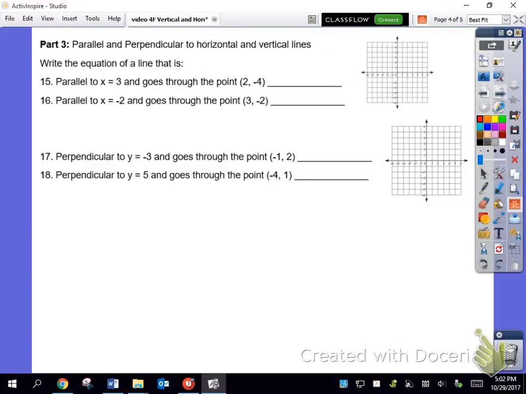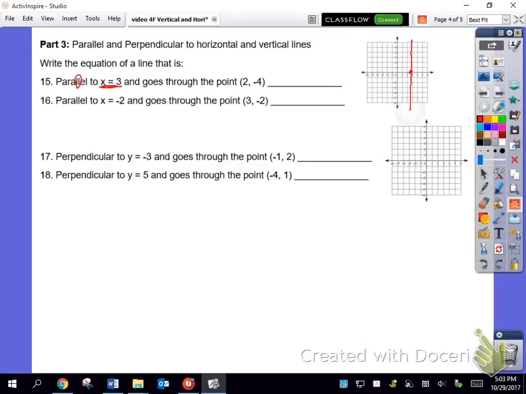So now we're going to ask some questions, and it's very important that you visualize it. There's a graph you can draw a picture on, and then we're also going to pay attention to the words. So parallel means it won't intersect, okay? Parallel means that they won't intersect. Parallel to x equals 3. So let's graph x equals 3 first. So I'm going to go to the x-axis, and I'm going to go to 3, and I'm going to go through the x-axis at 3.